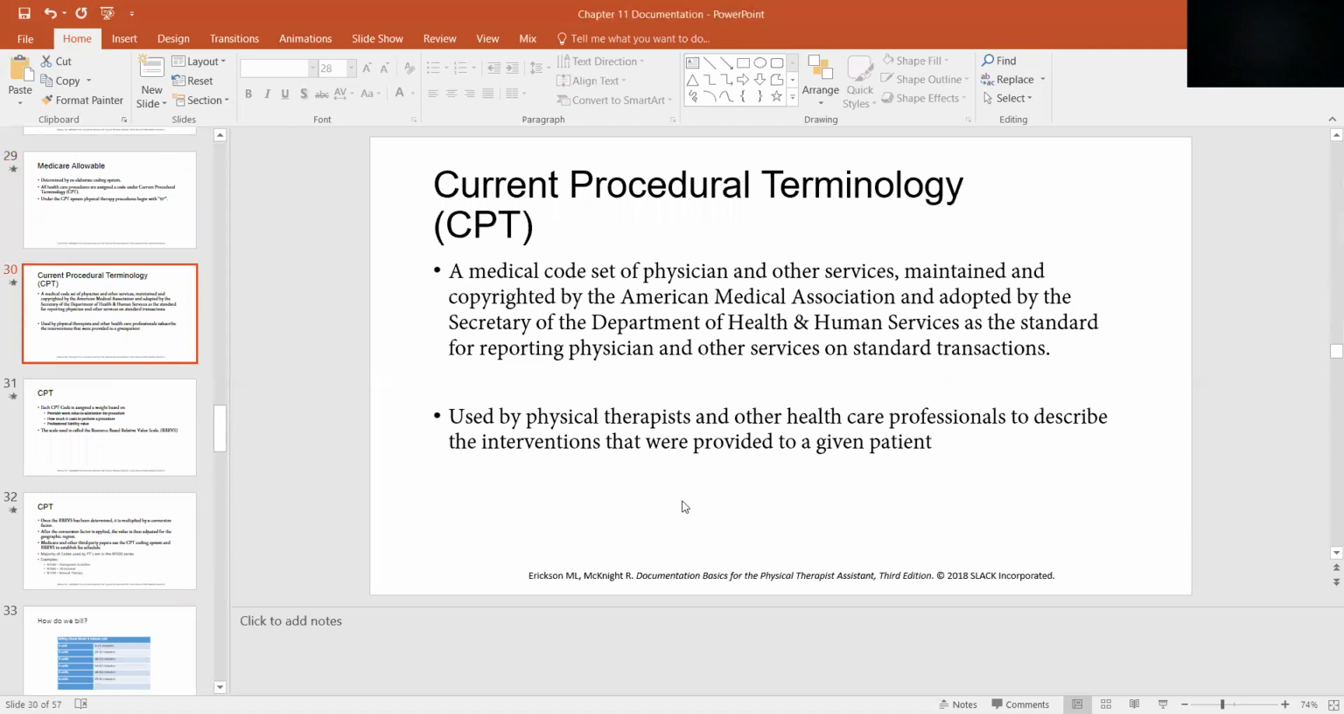Okay, CPT is a medical code set of physician and other services maintained and copyrighted by the American Medical Association and adopted by the Secretary of the Department of Health and Human Services as the standard for reporting physician and other services on standard transactions. It is used by physical therapists and also other healthcare providers to describe the interventions that were given to the patient. And I also have a PDF up on Moodle showing the different CPT codes and what they mean. And again, that payment module or worksheet is going to help you get a little bit more familiar with that.